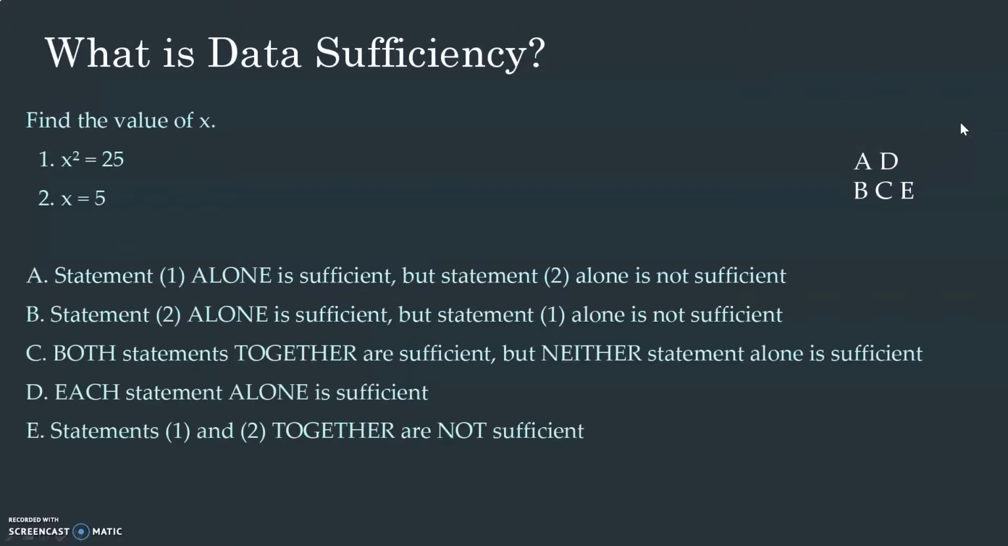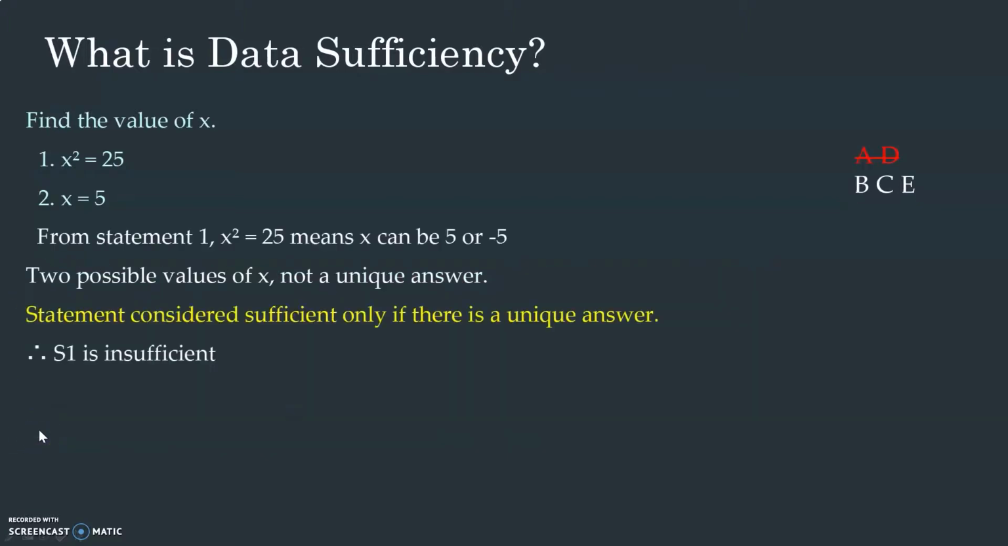Now see, statement 1 alone could have been option A or option D, right? Because this says 1 alone is sufficient, and this says each alone is sufficient. So if statement 1 is not sufficient, we can rule out A and D together, which is what I have done here. A and D can't be your answers.